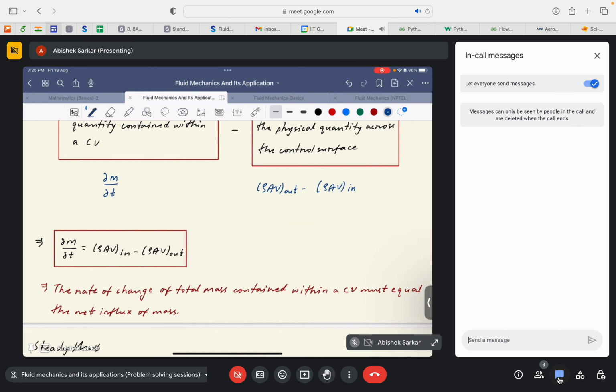Sir, I just have one question out of the topic. Don't we deal with energy losses? Yes, that's the thing, right? Energy losses, when does it come into the picture? When we are regarding the viscous effects, right? The effect of viscosity, yes, we are encountering that.